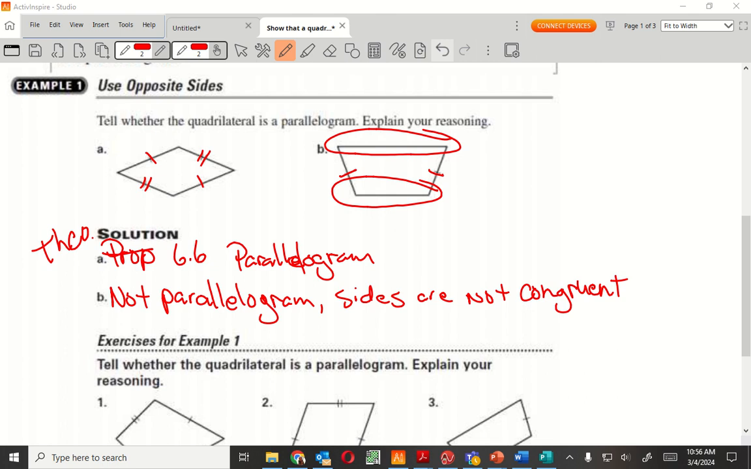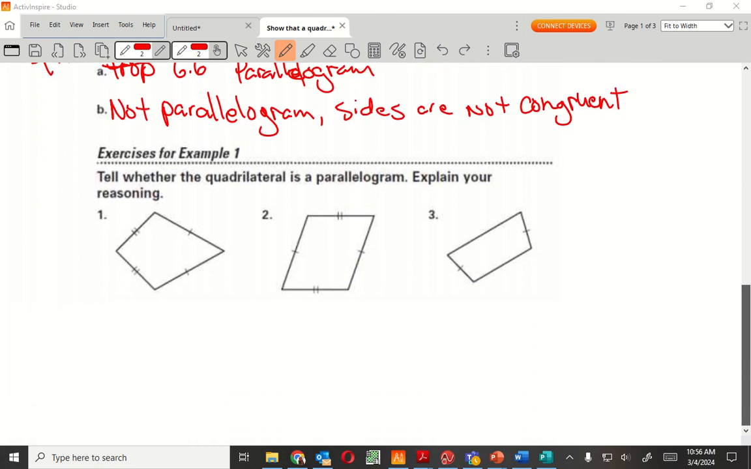There we go. Now, you people are going to go do these ones. Yes, you guys are going to do 1, 2, 3. We have to say whether it's a parallelogram. Is it, yes or no? Explain your reasoning. Since we're going to be doing this together, you could tell me yes or no, and then you could tell me why. You don't have to write it out, but we're going to do this.